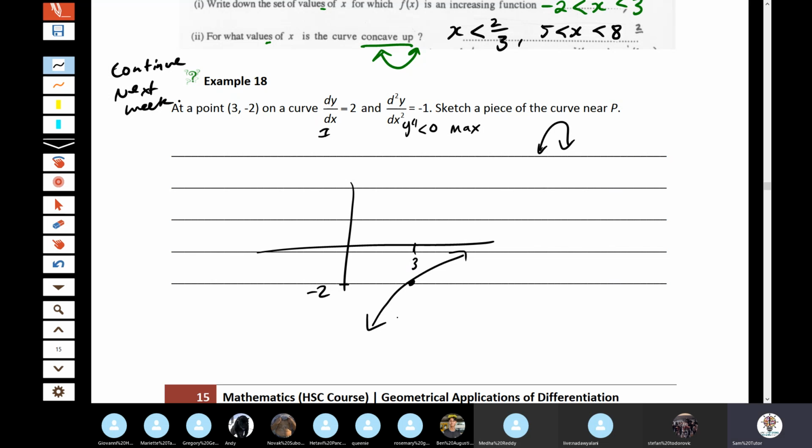Are you happy with that? Can you see how it's increasing? And can you see it's part of a maximum? Any questions? Numbers are not relevant. No questions? Happy? You're happy, I'm happy. We move on.